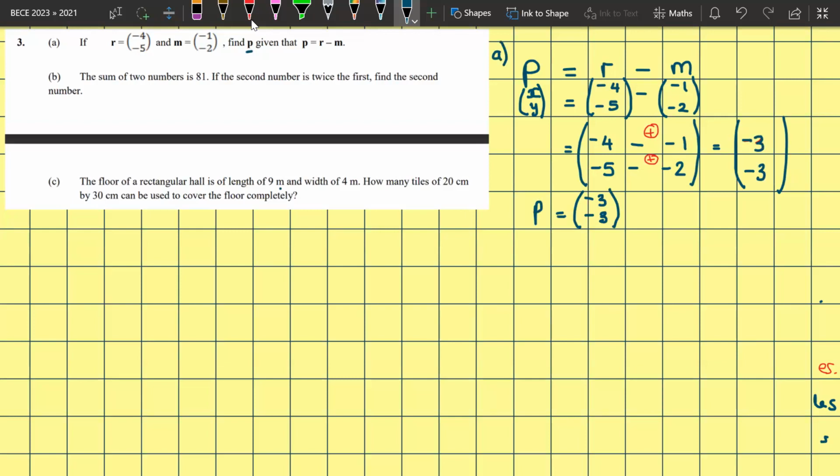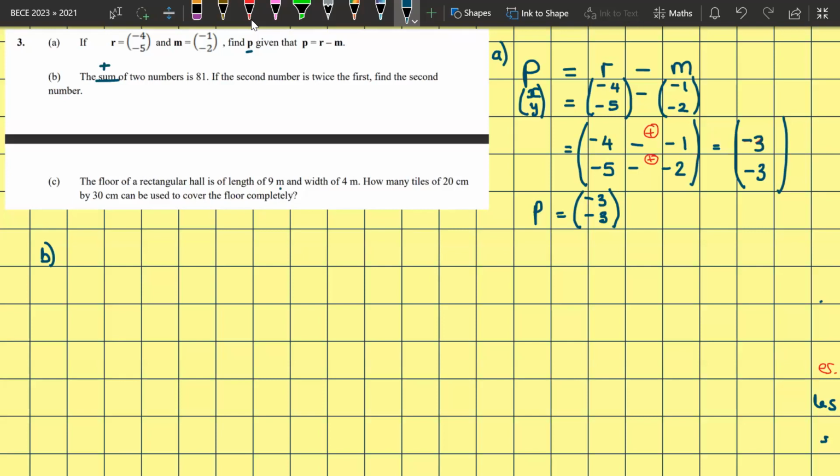Okay, so that's 3A. 3B. Okay, I'll read the question, underline the keywords. The sum. Okay, sum means when you add up. So another word or a synonym for sum is addition. The sum of two numbers, we don't know what the two numbers are, but the sum of those two numbers is 81. If the second number is twice the first, find the first number, the second number.